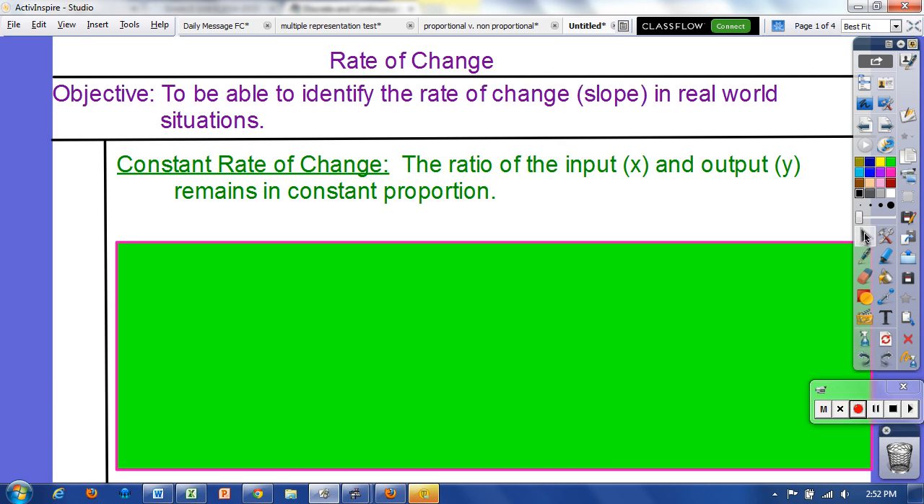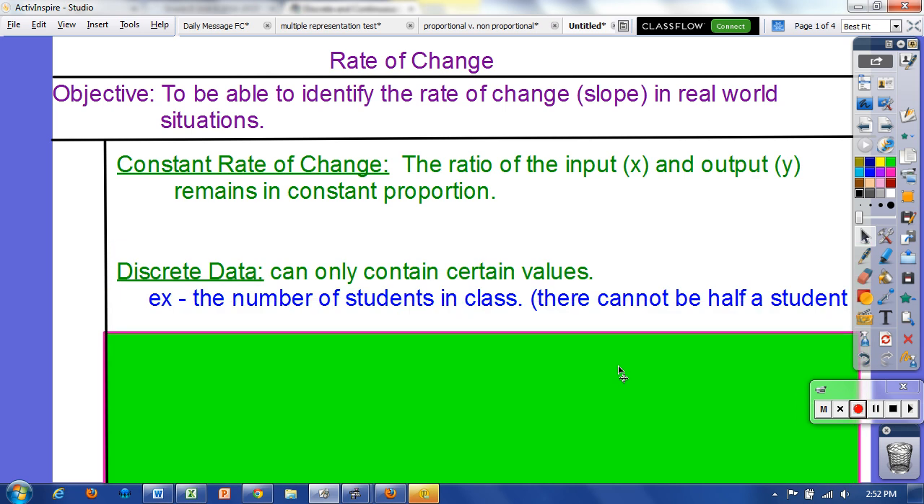Alright, so moving on, next vocabulary word is what's called discrete data. Discrete data can only contain certain values. So an example of that is if you're counting students in a classroom, right? You can only count in whole numbers because either you have a whole student there or you don't. You can't have half a student or 1/10 of a student or anything like that. So discrete data can only have certain values. And in this situation, you would only be able to have whole numbers.